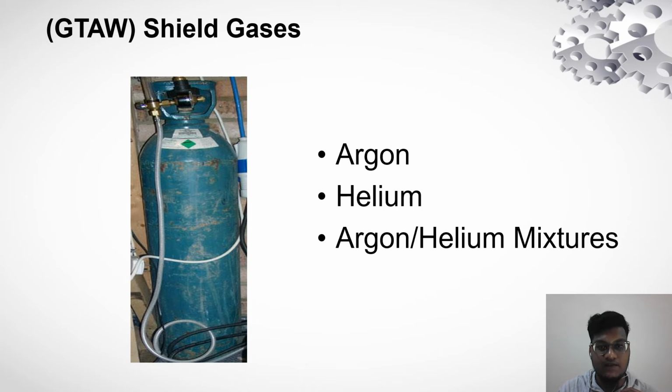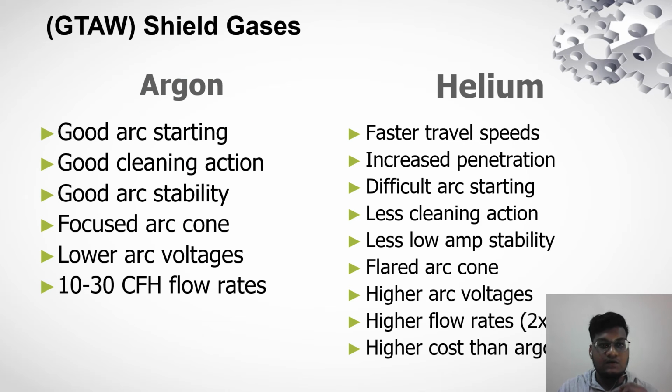This is argon, helium, and argon helium mixtures. Argon has good arc starting, good cleaning action, and good arc stability. Helium gives faster travel speeds, increased penetration, difficult arc starting, and less cleaning action, and more.